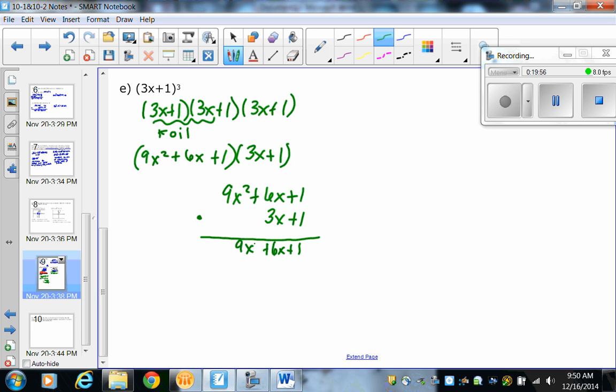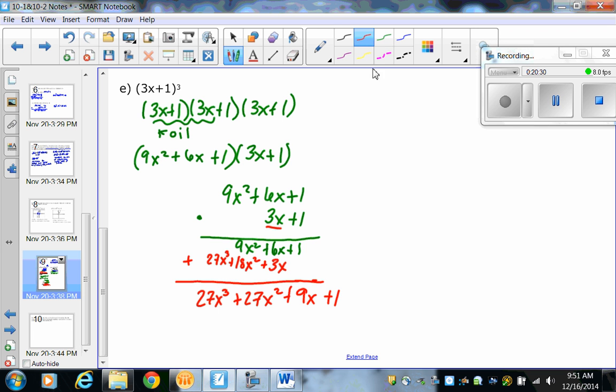and 9x squared. Then if I do the 3x, that's going to give me 3x, 18x squared, and 27x to the third. So then if I add these two together, that's going to give me 27x to the third plus 27x squared plus 9x plus 1. And this would be your final answer.